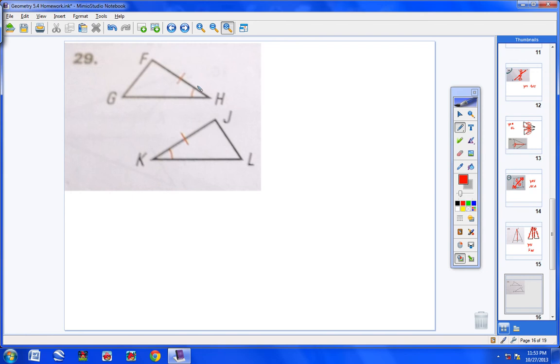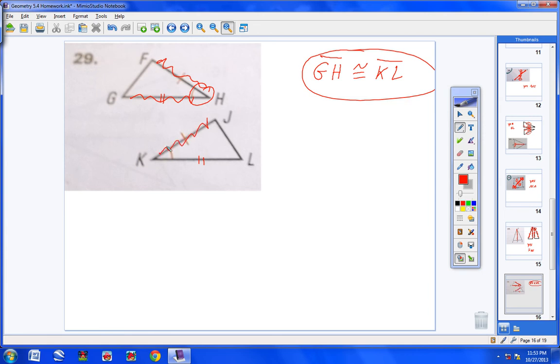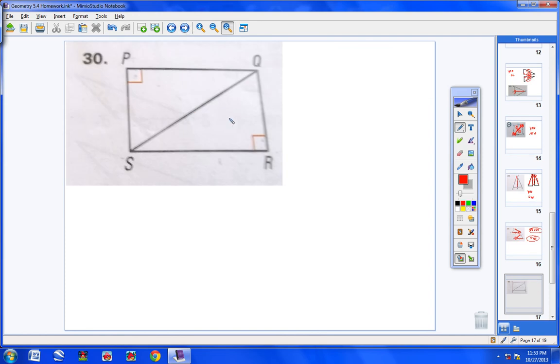You could say, okay, I'm going to go with side, angle, side. So I'm going to state that GH is congruent to KL. And by the way, there's a third way to do this. I'm not going to get into the third way, but there's another way you can do this. So now that I've stated GH is congruent to KL, that's one part of your answer. Now you have side, angle, side, congruent to side, angle, side. If these 2 sides are congruent, then we can use side, angle, side. All right, number 30.